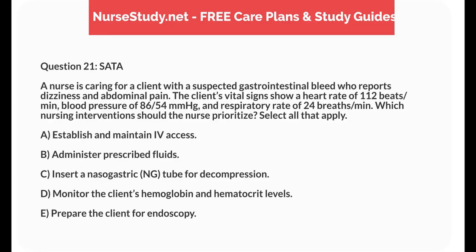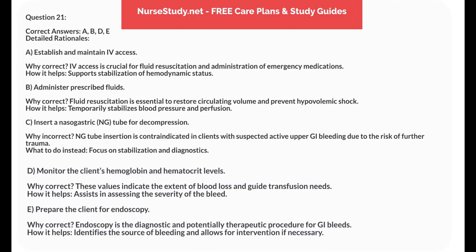Which nursing interventions should the nurse prioritize? Select all that apply. A. Establish and maintain IV access. B. Administer prescribed fluids. C. Insert a nasogastric (NG) tube for decompression. D. Monitor the client's hemoglobin and hematocrit levels. E. Prepare the client for endoscopy. Correct answers: A, B, D, E.